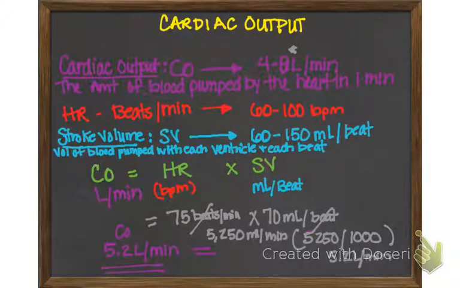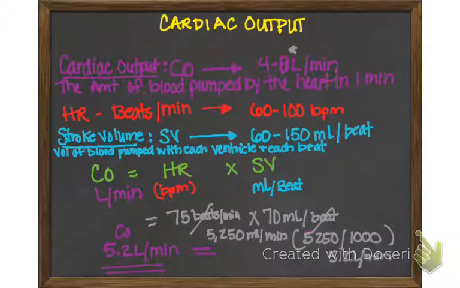So let's just review right quick, what is cardiac output. This is a good little reminder. Your cardiac output is your amount of blood pumped by the heart in 1 minute. So 4 to 8 liters, that's a lot. And then your heart rate is your beats per minute. It's also a factor in cardiac output. And then there's your stroke volume, and that's just the volume of blood pumped with each ventricle and each beat, so each heartbeat. So that's 60 to 150 milliliters.